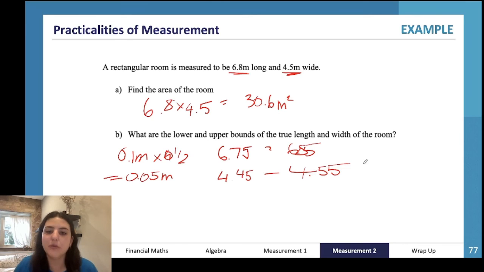And then if the third question was what is the lower and upper bounds of the true area of the room, you would be doing 6.75 times 4.45 and then 6.85 times 4.55, because that's representing theoretically how small and how big the room could actually be.